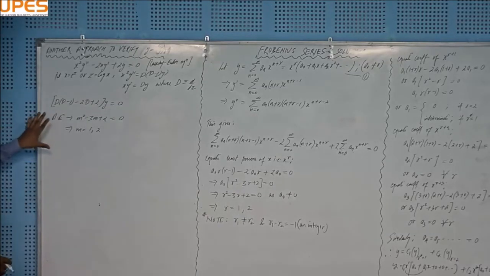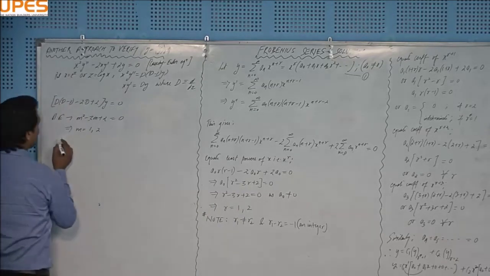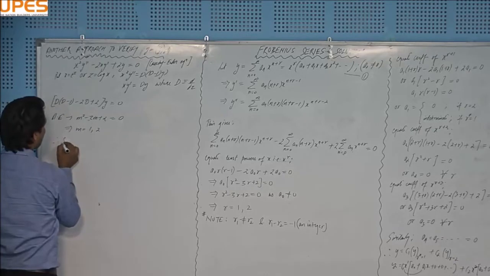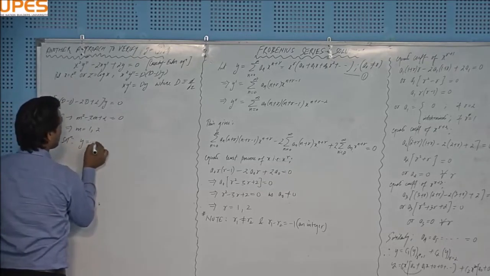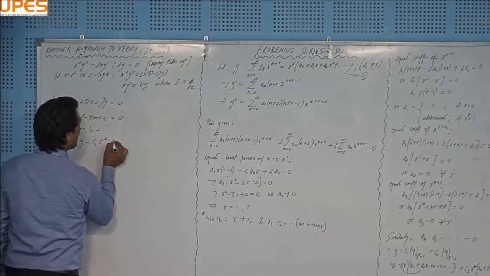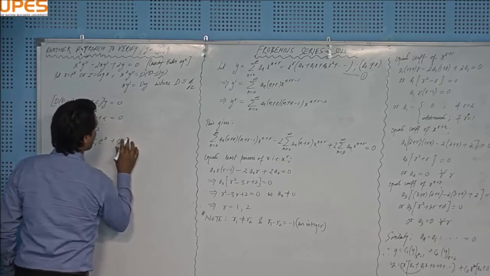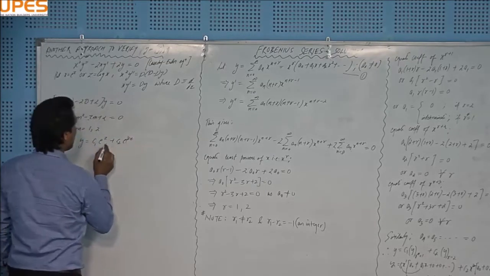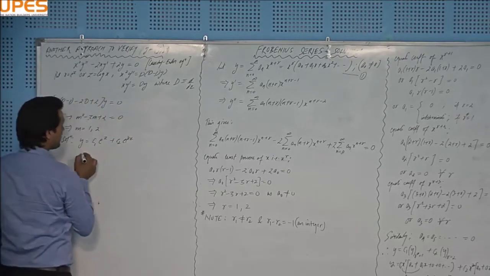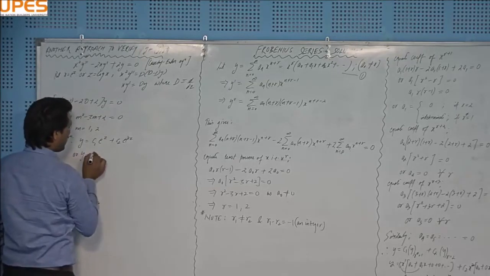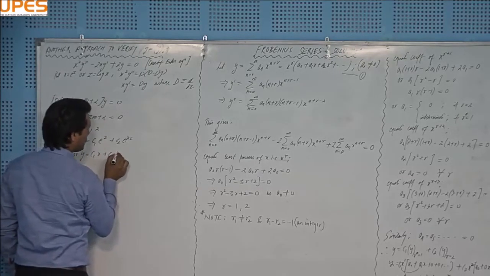And when you write the solution of this Cauchy-Euler homogeneous equation, the solution is written as y is equal to c1 times e to the power z plus c2 times e to the power 2z, right? So this is the solution, and you replace this e to the power z by x, you get y is equal to c1x plus c2x square.